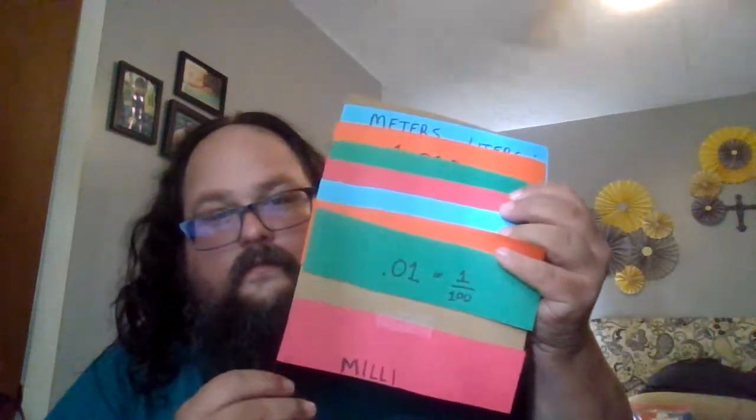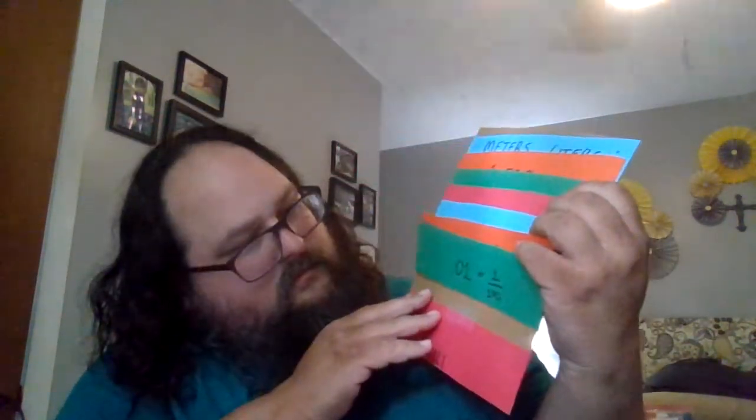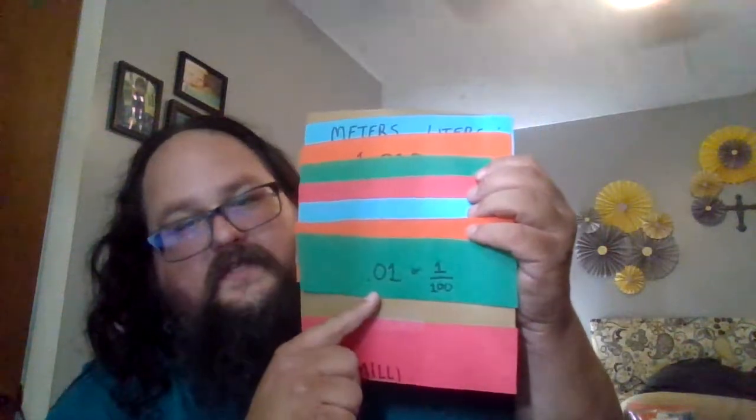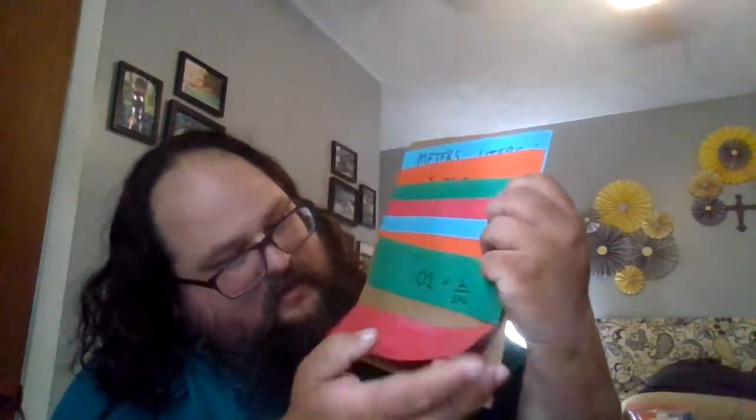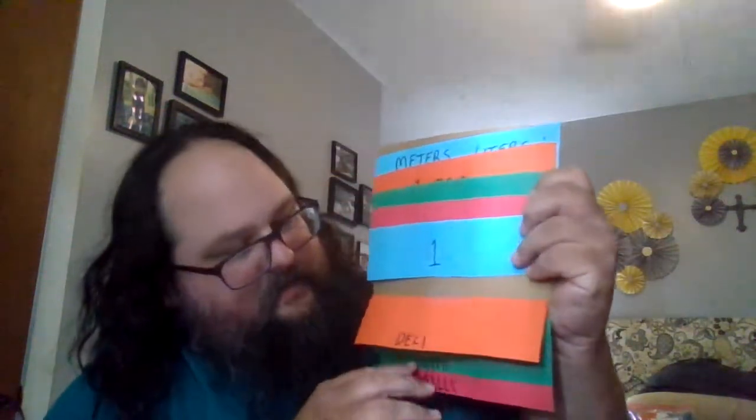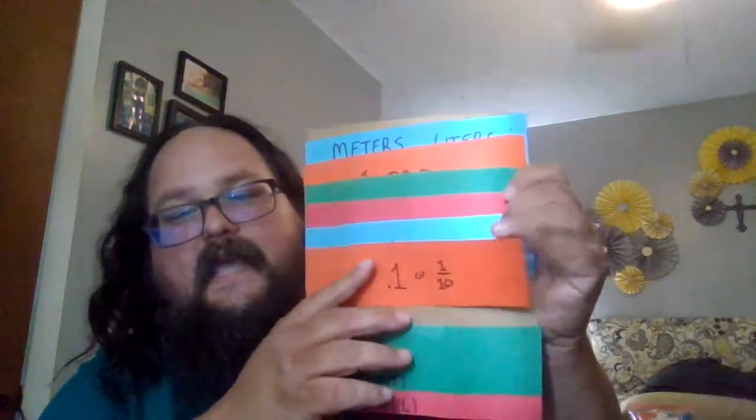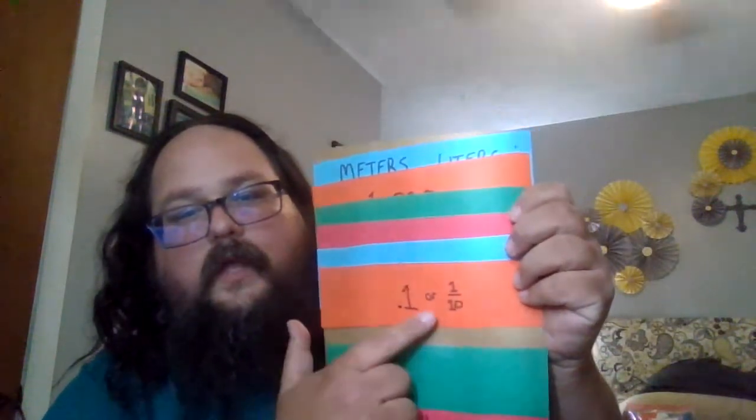I can probably go ahead and show you those. Yep. 1/100th or 0.01 for centi. For milli, you have 0.001 or 1/1000th. So what do you think deci is going to be? That's right. It's 1/10. Okay, 0.1 or 1/10 is our representation there.